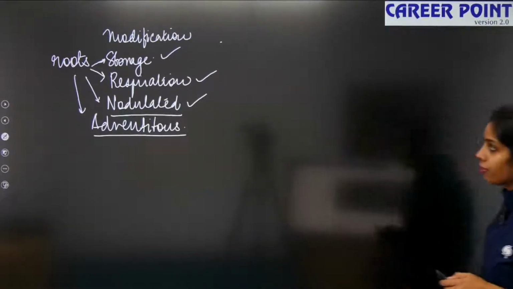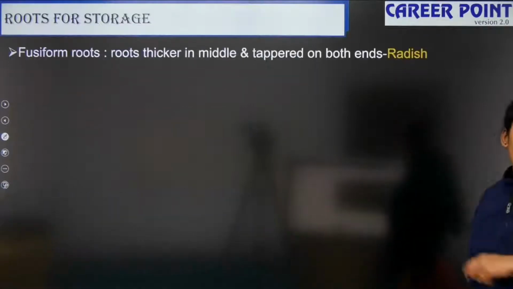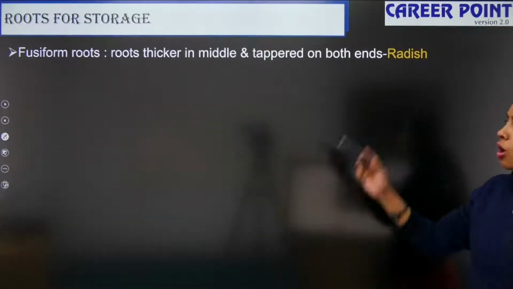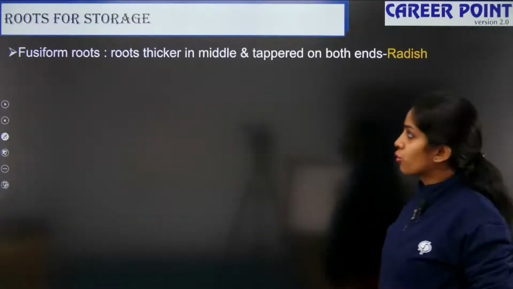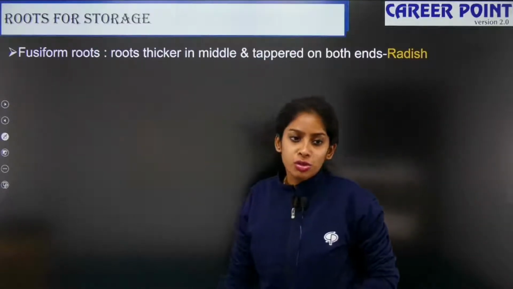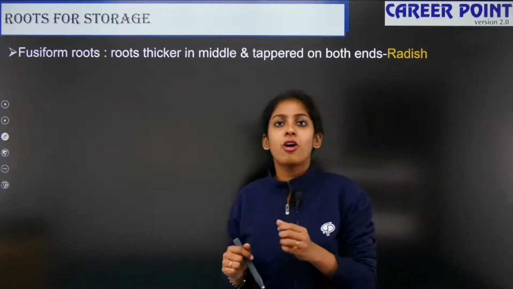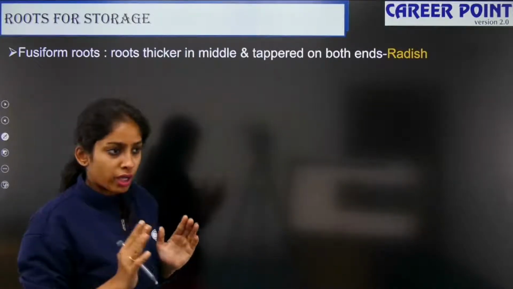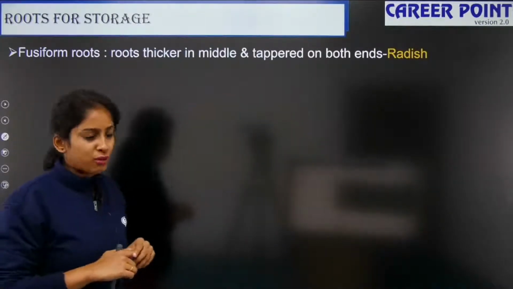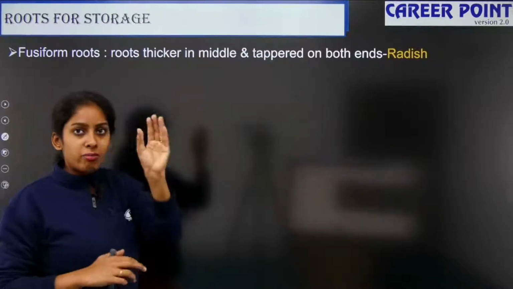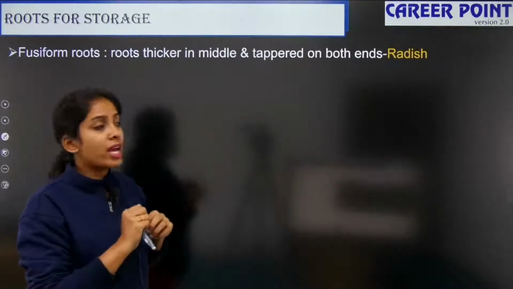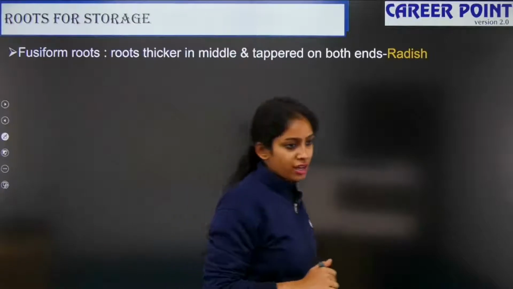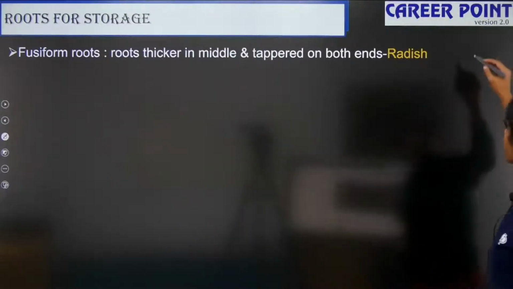Okay, talking about them one by one, the first one is the roots for storage. So how are the roots modified for storage? The first one is your fusiform root. So what is fusiform? It is very thin at the top and bottom, and in the middle it is swollen. So that is called fusiform. The roots are thick in the middle, but very tapering on the ends. So the example is your radish. So how does your radish look?